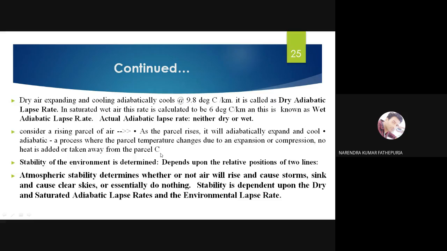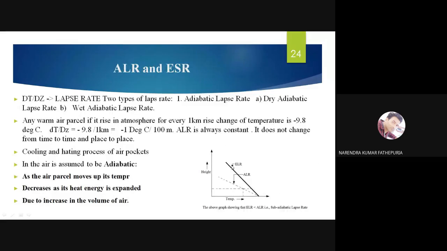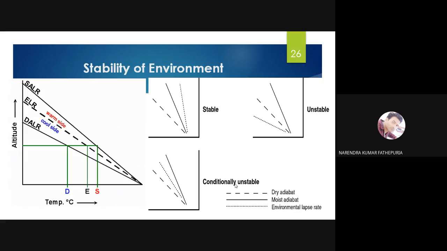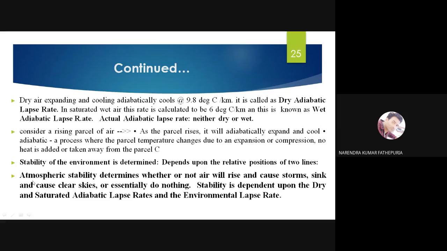Stability of the environment is determined, as I told you, depending on the adiabatic lapse rate and environmental lapse rate. It depends upon the relative position of two lines. These are the two lines: ELR, environmental lapse rate, and this is the adiabatic lapse rate, with respect to height and temperature. So these both lines will keep changing. Based on this, stability will be measured. So I will be talking about the stability part, one by one I will come.